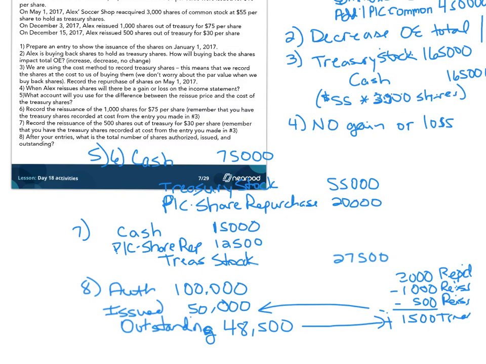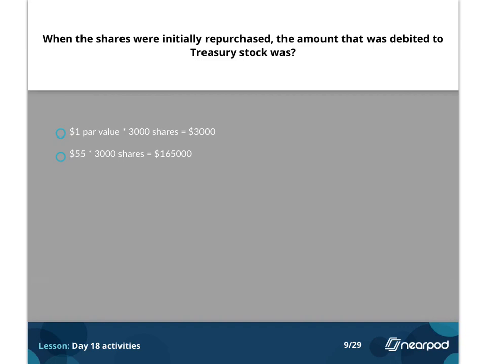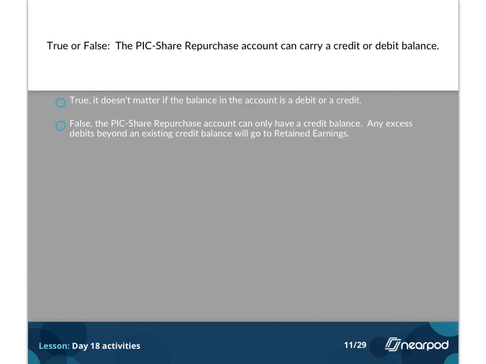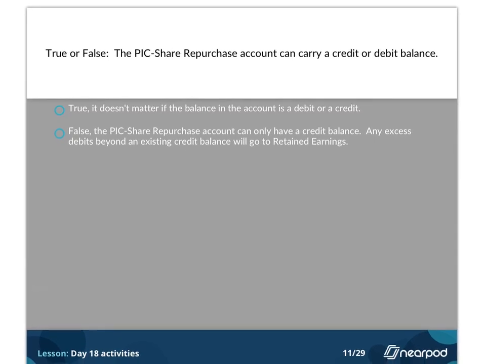Pretty comprehensive there. Okay, then there are some quiz questions about the value that you recorded, and it's this one. You did not do anything with par value, so it's not that answer. Then when the shares were reissued, what did your journal entry look like? This was the journal entry we just recorded for the $30. We have a question about the paid-in capital share repurchase account. It's a true or false question. Can it carry a credit or a debit balance? He would say false. It can only carry a credit balance. Any excess debits would go to retained earnings.